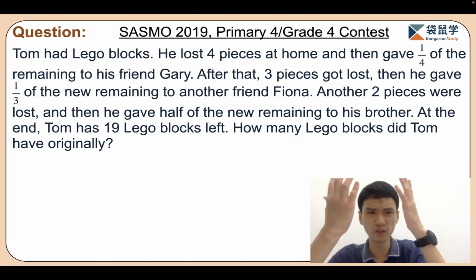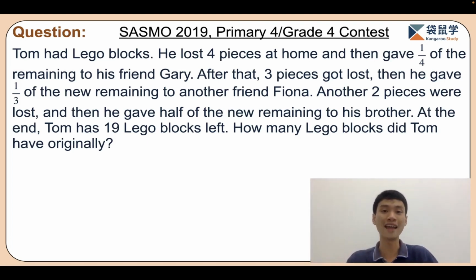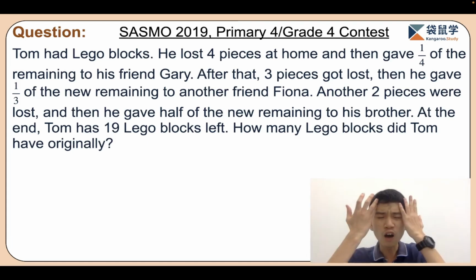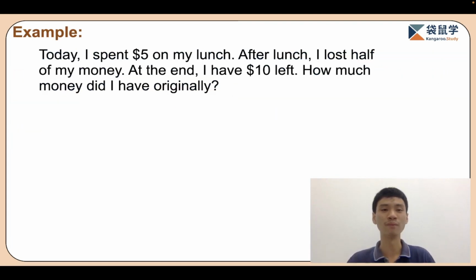Wow, this looks like a very complicated question. Look, there's numbers, there's fractions, and then there's even different details, like first he lost, then he gave the remaining to his friend. How are we going to solve this problem? Not to worry, I'll explain it calculating step by step. But first, let's take a look at a very simple real-life example.